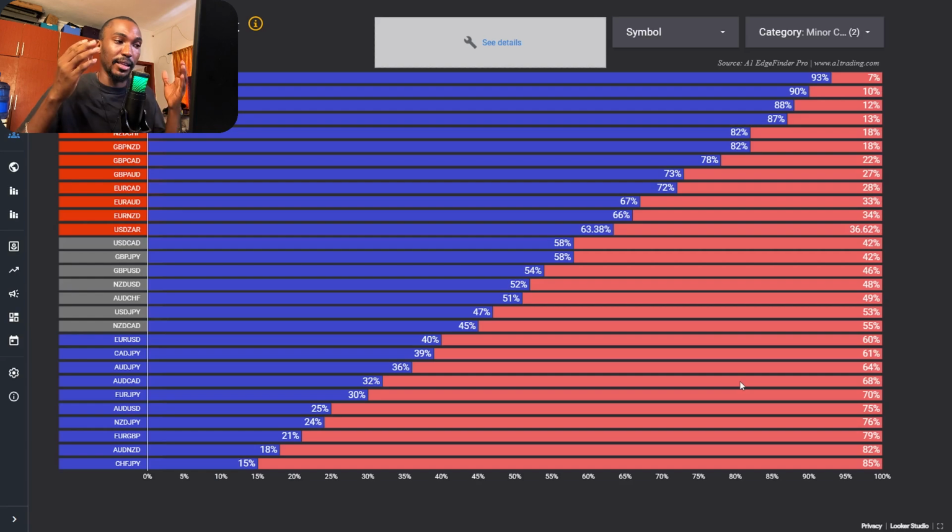Look at it at the bottom right here. Swiss franc against the Japanese yen is a strong buy in terms of retail sentiment. If you're going against the retailers, you should be buying the Swiss franc against the Japanese yen, the Australian dollar against the New Zealand dollar, and the euro against the British pound.